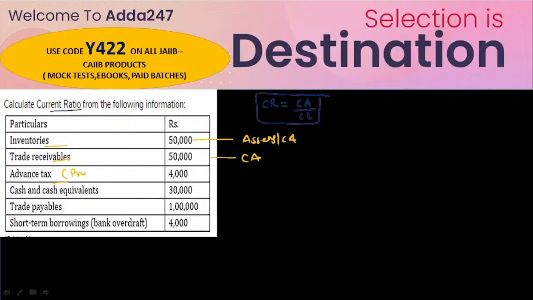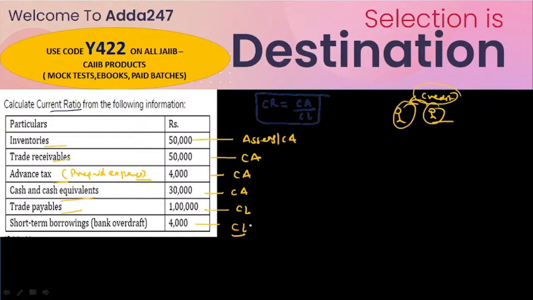Advance tax you can understand as a prepaid expense, and prepaid expenses are current assets. Cash and cash equivalents are also understood as current assets. Trade payables means the person from whom you take goods and services on credit, and you have to provide the payment to that person, or that business, or that organization. That is known as your trade payables, and that is categorized under current liabilities. Short term borrowings, or bank overdraft, are also understood as current liabilities.